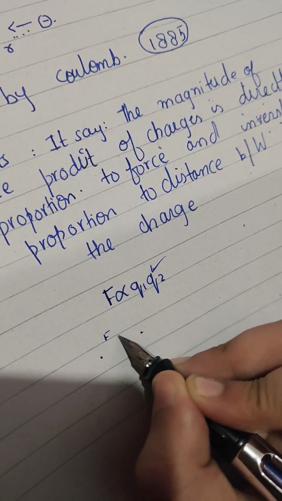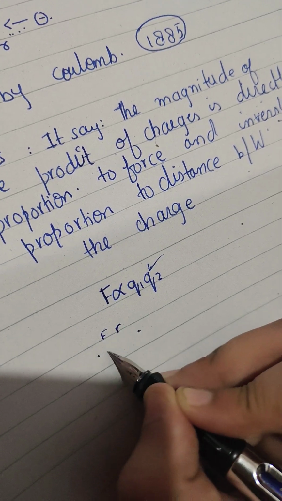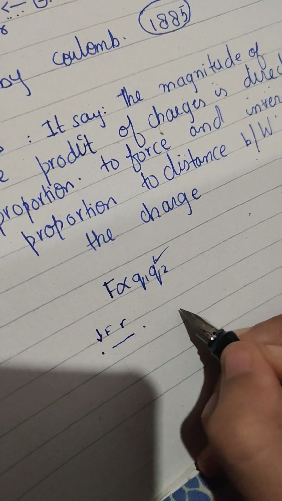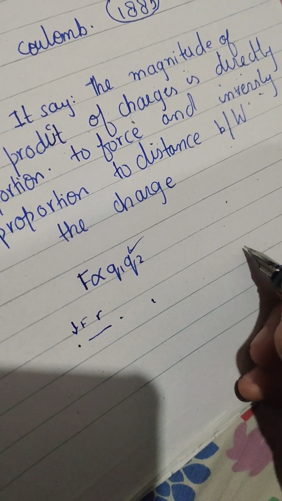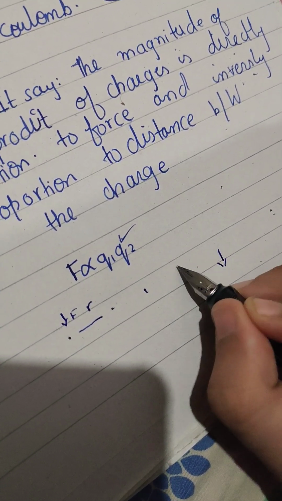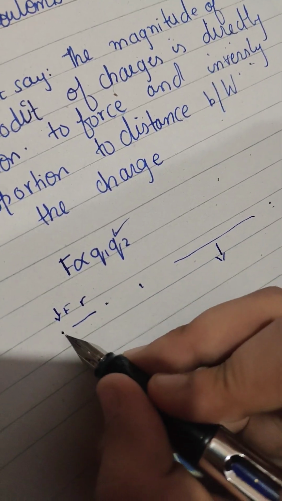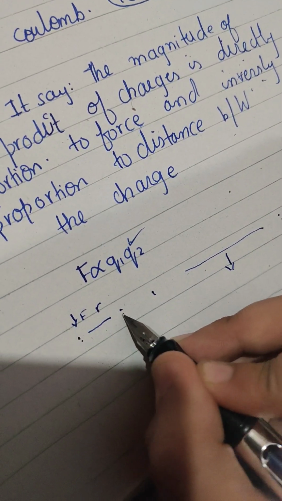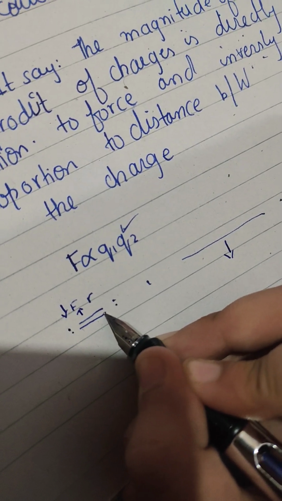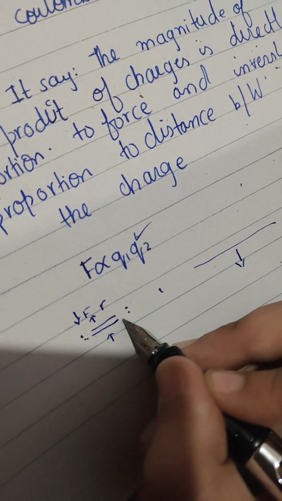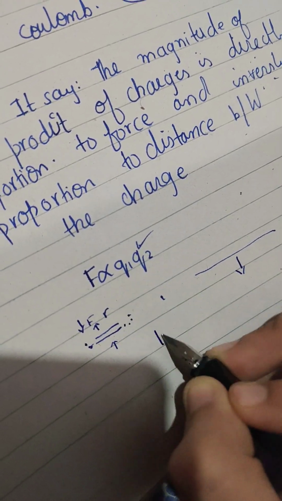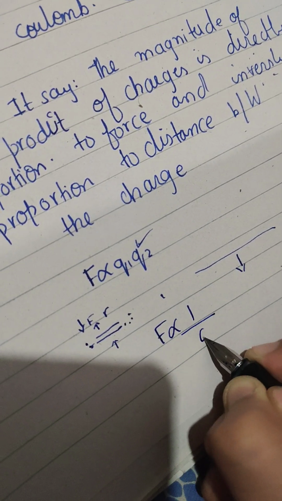If we increase the distance, the force will decrease. How? If I increase the distance, the force between these two charges will obviously decrease because they are very far away from each other. If I decrease the distance, the force will always increase, because they can repel or attract each other more strongly. This is what the inverse relation looks like: F is inversely proportional to R.